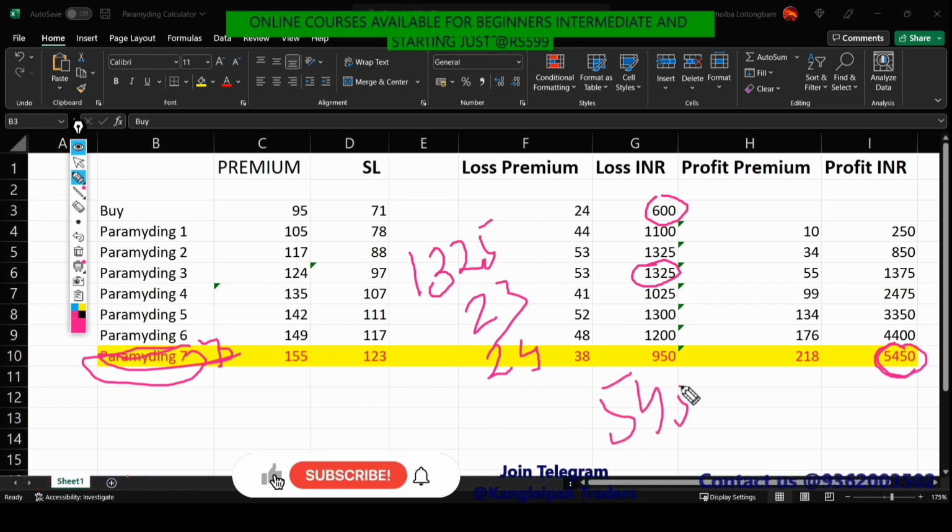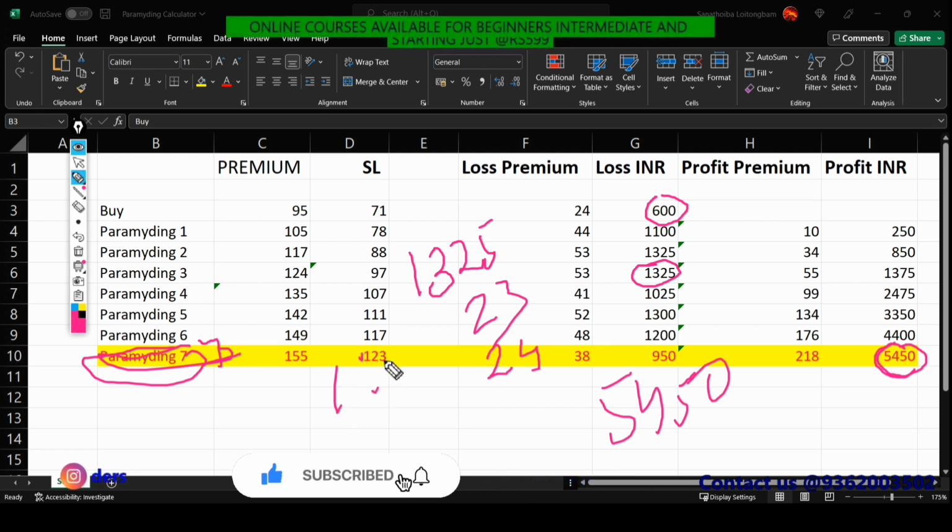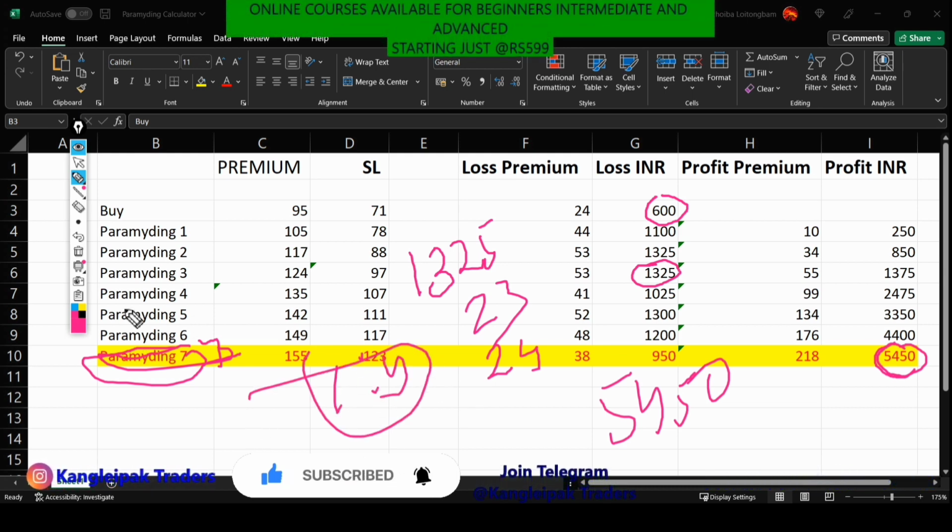So this will be minimum like 1:4 or above. So this is how you are going to earn, guys. I'll show you this pyramiding.